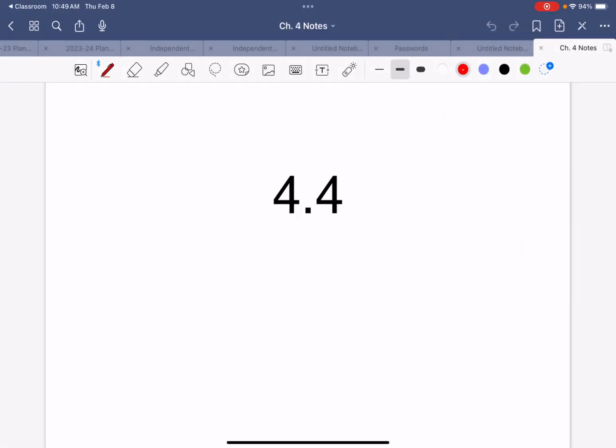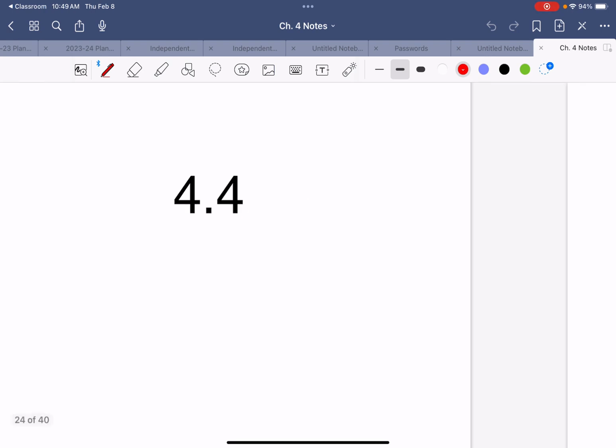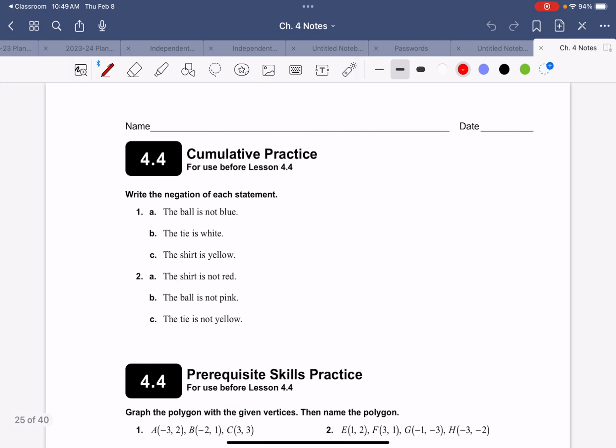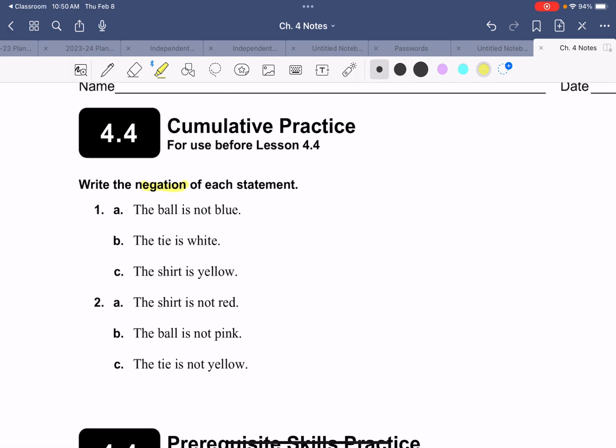Okay, today we are going to do lesson 4.4. So just follow along with your notes. So here is our opening, our cumulative practice. The big thing here is going to be the word negation. Okay, let me make it a little bit bigger. So we're going to do the word negation.